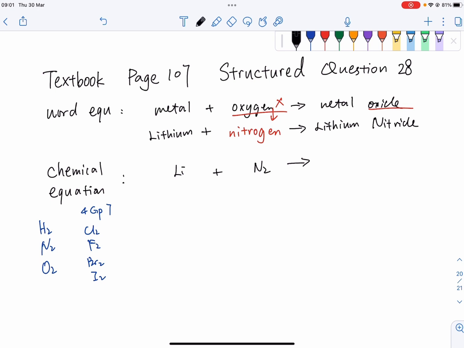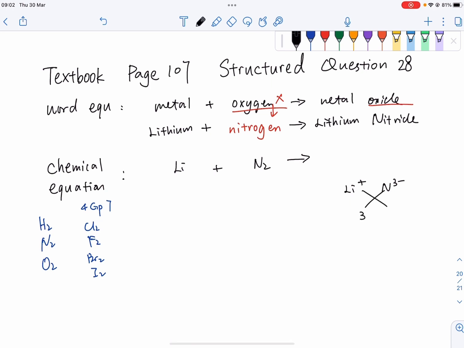This one, we'll have to do a cross method. The charge for lithium is plus, and charge for nitride is 3 minus, right? And we do a cross method and simply put the numbers here. This one will be 3, and here will be 1, right? So here we will have lithium 3 and here.